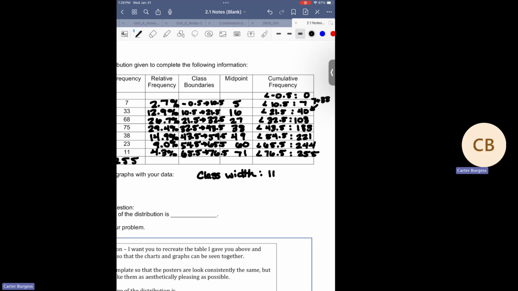Does that make sense? Does it make sense that we would end at 255? Yeah, we'd expect that by the time we're at the end of our data, we would have gone through all of our data. We said we had 255 data points. All of them are accounted for. Nice corroborating information.